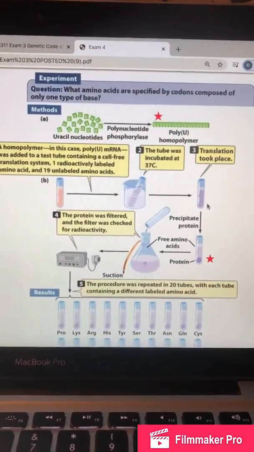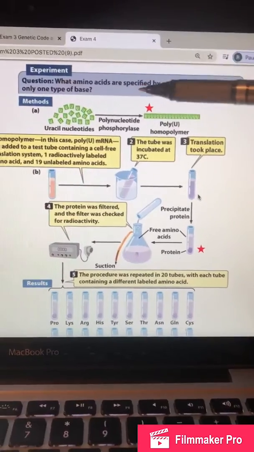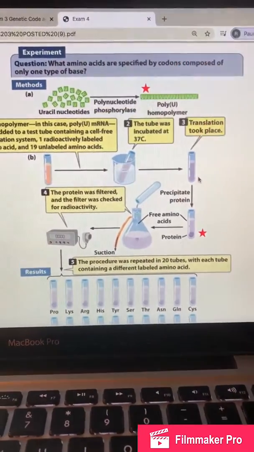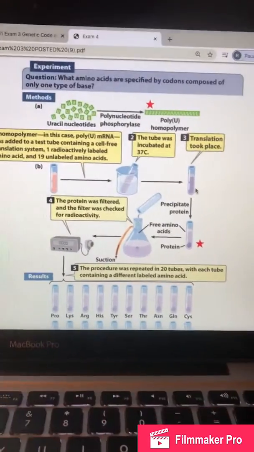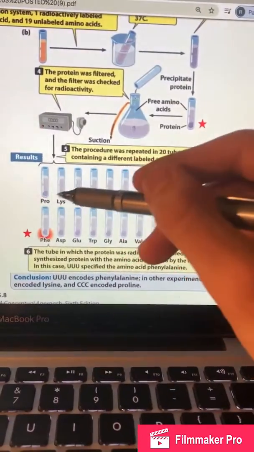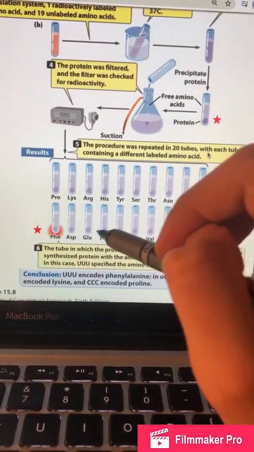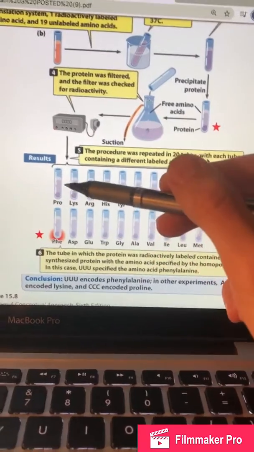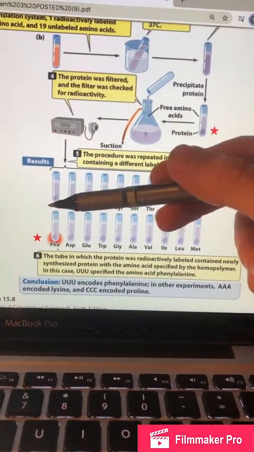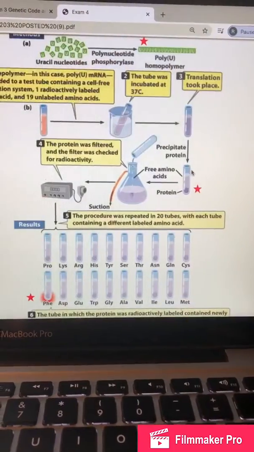So what they did was they took poly-U, which is a strand of uracil, and they mixed it in with cell-free extract and 20 amino acids, and they did this in 20 separate test tubes. Now in each test tube, one of the 20 amino acids was radioactively labeled. So for this one, phenylalanine was radioactively labeled. For this one, proline was radioactively labeled, and so on.